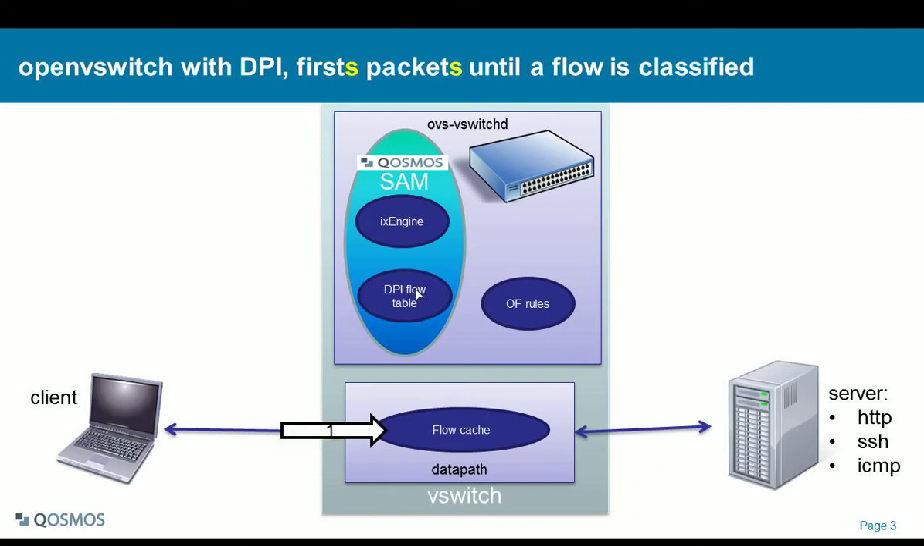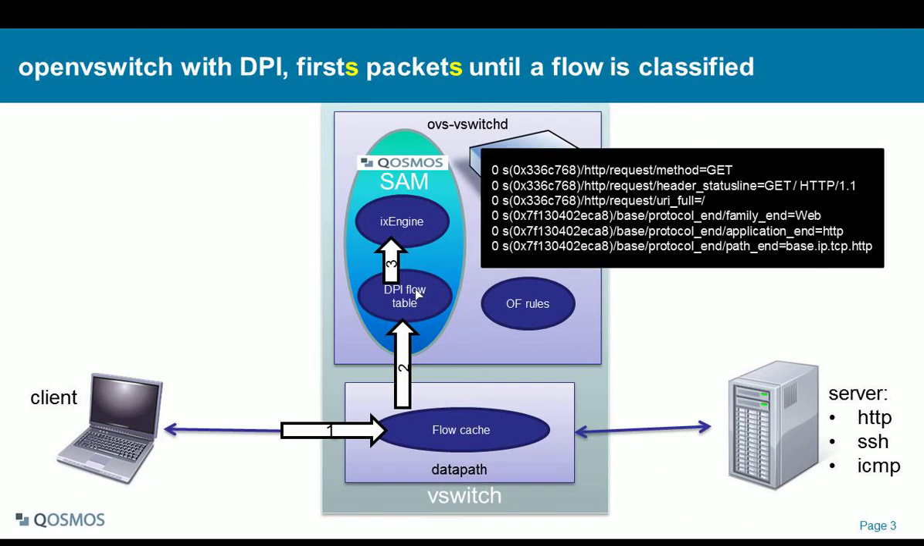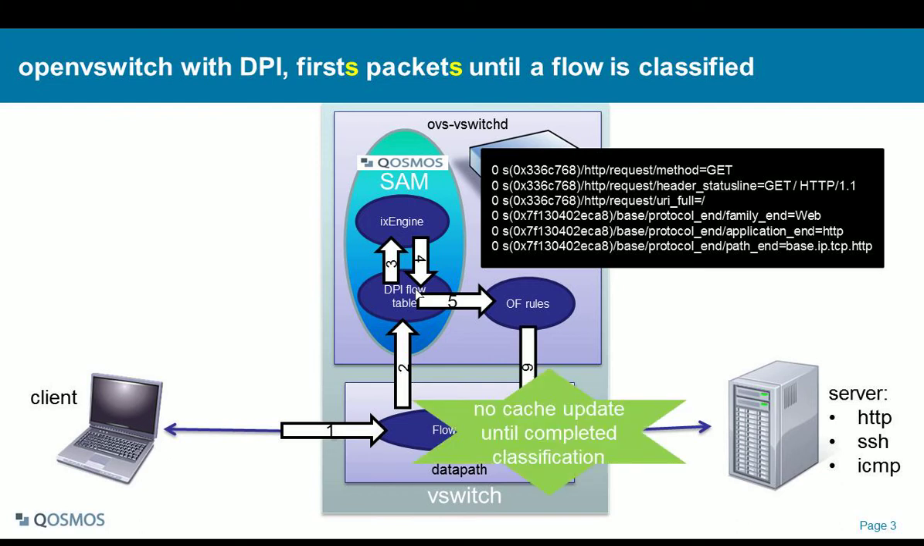So when the first packet arrives, we have a miss. The flow table says, okay, it has to be classified. It's sent to the IX engine, so the DPI engine. The DPI engine does its job and extracts metadata. Then the flow table content is updated based on the classification. Sometimes you need 3-4 packets to classify a flow, but often it's just one packet of payload. Then we go through OpenFlow rules and we update the cache once the classification is done.